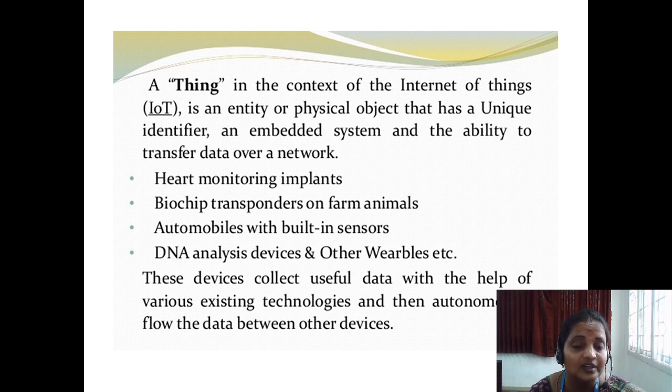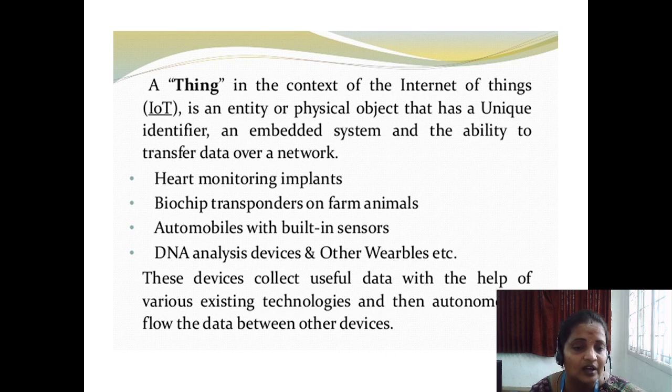This is getting inserted under the skin of the animal to provide the animal with a unique identifier. This also helps the veterinary doctor to monitor the health of that animal. It will be in the form of an electronic device, a chip, kept under the skin of the animal in order to monitor its health. This is how it helps the veterinary doctor.